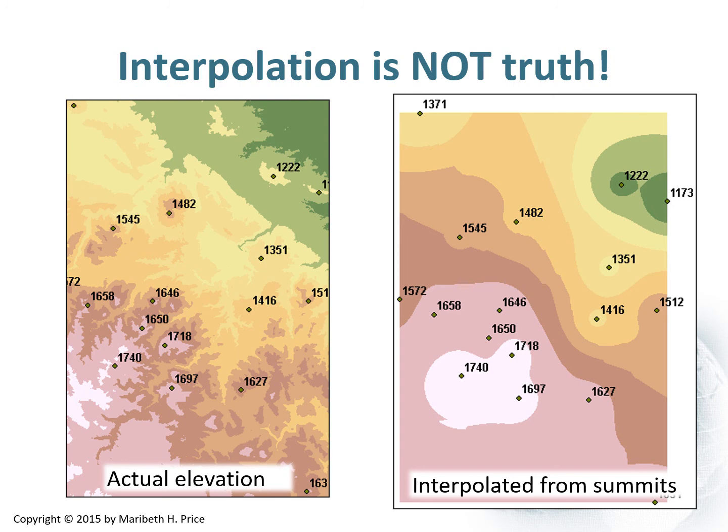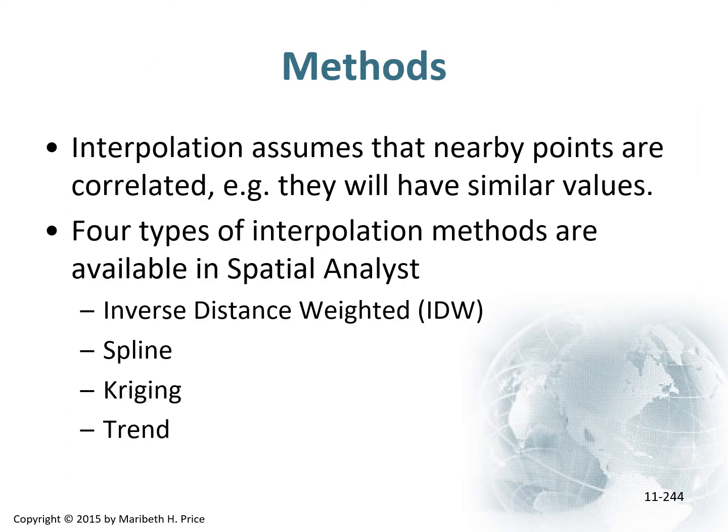And so if your data has a lot of variability, like actual elevation values, and you only have a handful of points to go by, it's not going to give you a good look. As you can see here, the elevation values that we interpolate from just this handful of summits is nothing like the actual elevation that exists in the digital elevation model. So what are some of the methods we use? Inverse distance weighted, splines, kriging, and trend.